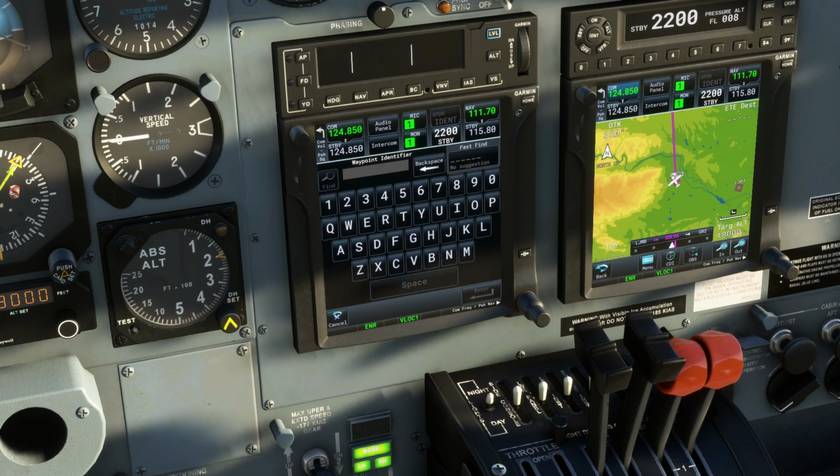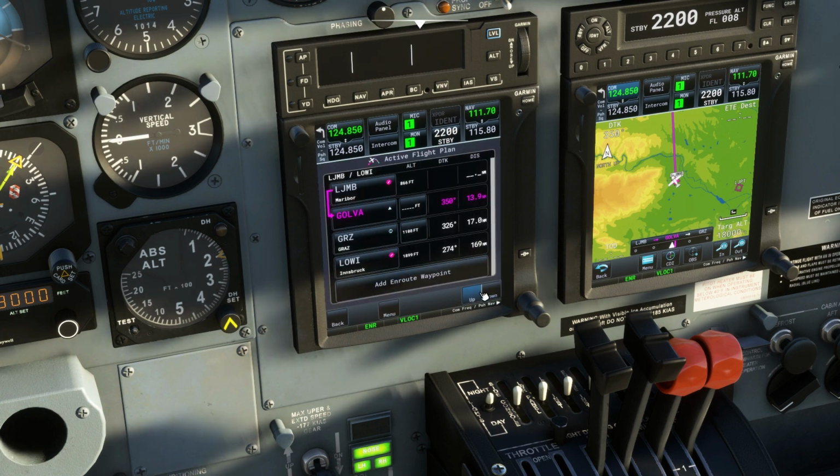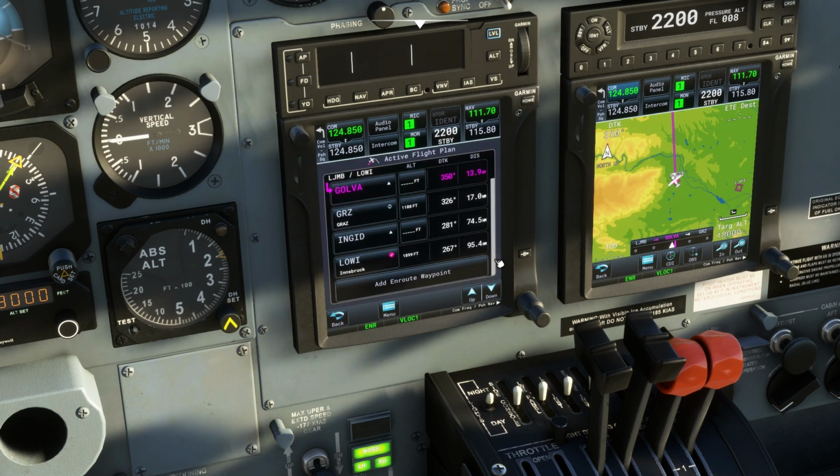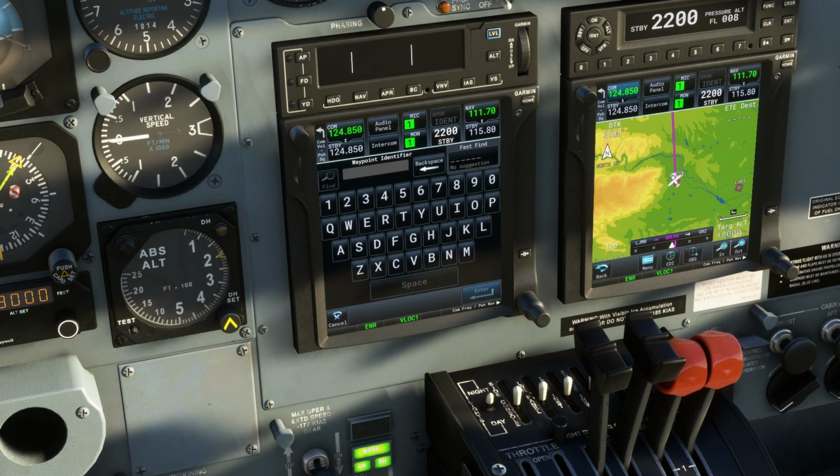Another route point, INGID, in GID Austria. Yes, that's the one. And put another route waypoint, BUMUK, Austria, of course. Bumuk, and another one, Rasta.